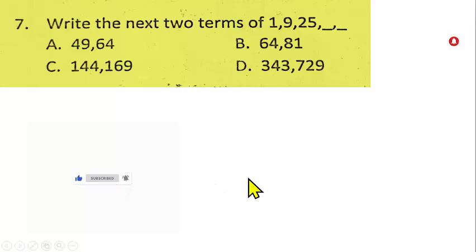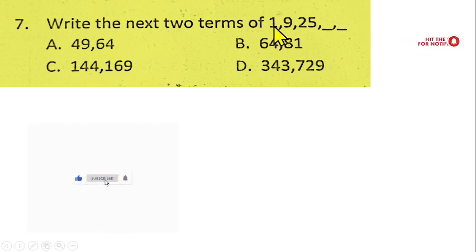Question number 6 is from sequence and series. Write the next two terms of 1, 9, 25. So we are looking for the next two terms of this sequence. We can say that this sequence does not belong to AP and it does not belong to GP as well, because it does not have a common difference and it does not have a constant ratio. But how then can we find the next two terms? If you look at this first number, the number here is 1.